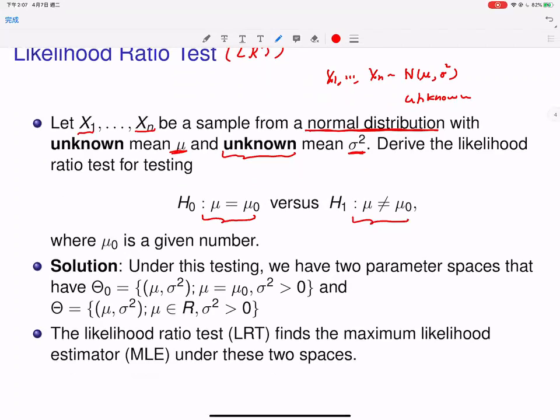So whenever I have two parameters unknown, even though I only do hypothesis testing on one parameter, the other one, because it's unknown, you still need to estimate, but based on a different parameter space. That's a detail.